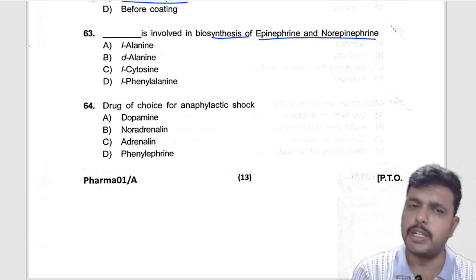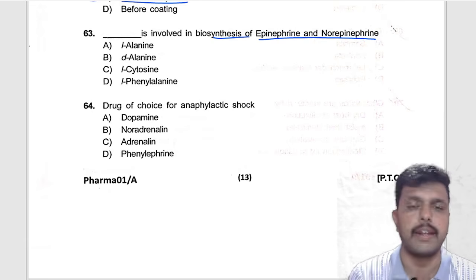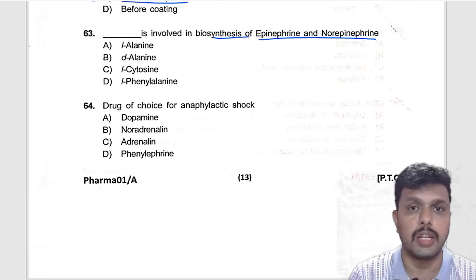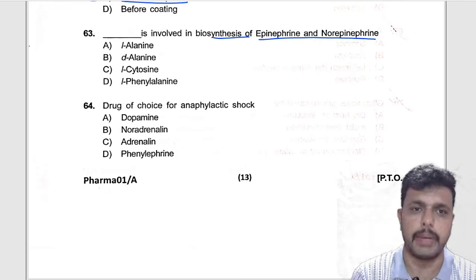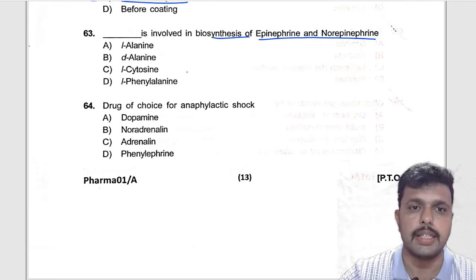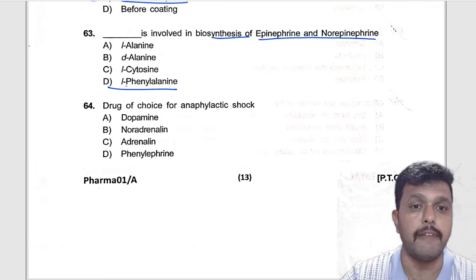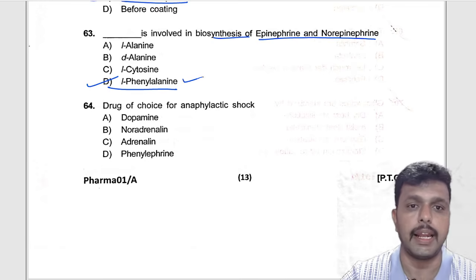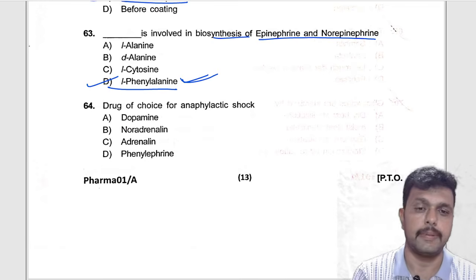Epinephrine and norepinephrine are also known as adrenaline and noradrenaline. These are the catecholamines, and their synthesis occurs with the help of L-phenylalanine. L-phenylalanine is the right answer.